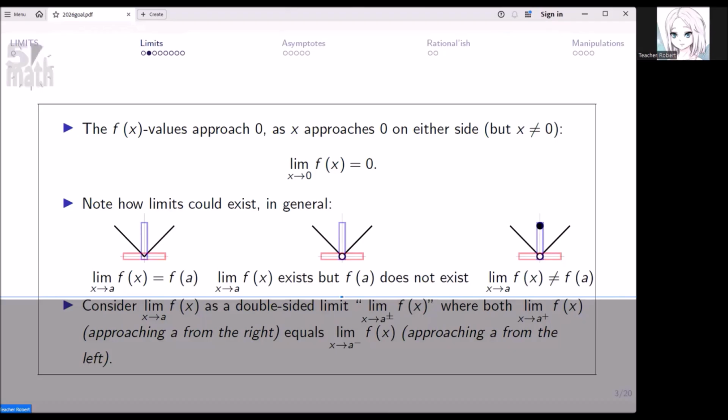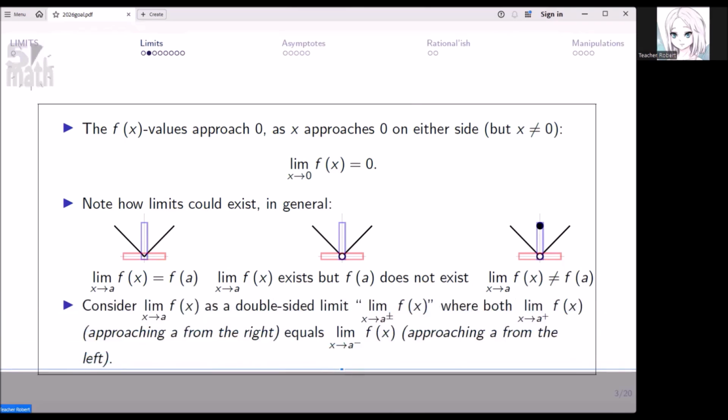Note how limits could exist in general. Limit as x approaches a of f of x equals f of a. Limit as x approaches a of f of x exists, but f of a does not exist. Limit as x approaches a of f of x does not equal f of a.